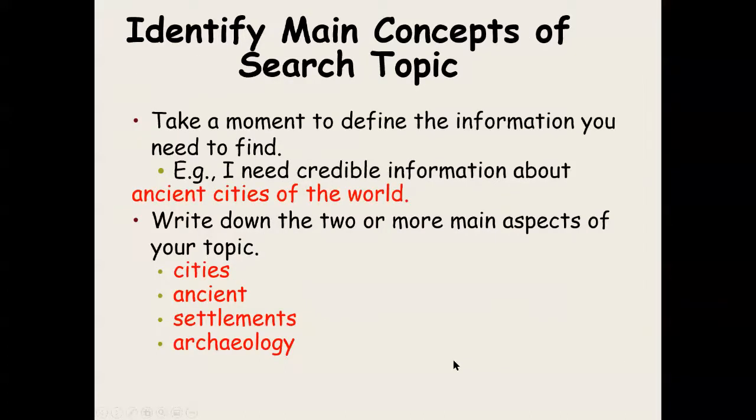So in the beginning, you want to look at your search topic. For my example here, I'm interested in some important information about ancient cities of the world. So I write down some topics that I'm interested in. Out of that, a topic of interest to me is cities, ancient, because I'm looking at old things, settlements, which is sort of equivalent to cities, and archaeology. In this case, I'm looking at old places, so I'm looking at things with archaeology. Those are the topics that I first of all put together with the idea of doing a search.